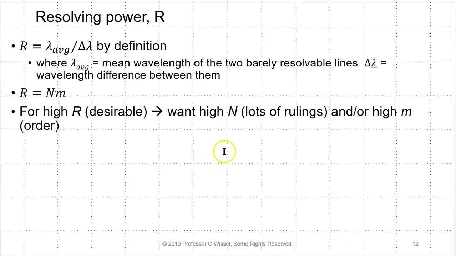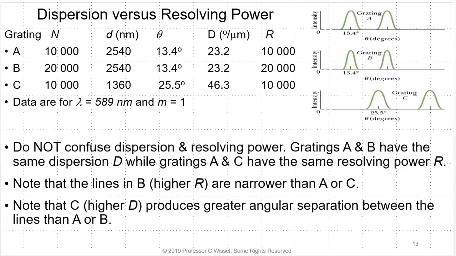Big N is good. Here we're going to compare the dispersion versus the resolving power of three different gratings, gratings A, B, and C. Grating A has an N of 10,000 lines, a line spacing of 2540 nanometers, an angle of 13.4 degrees, a dispersion of 23.2 degrees per micrometer, and a resolving power of 10,000.